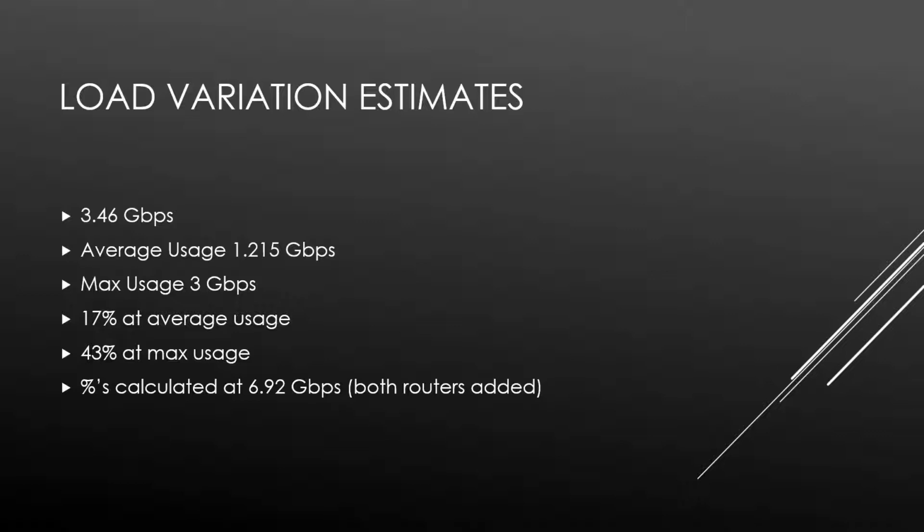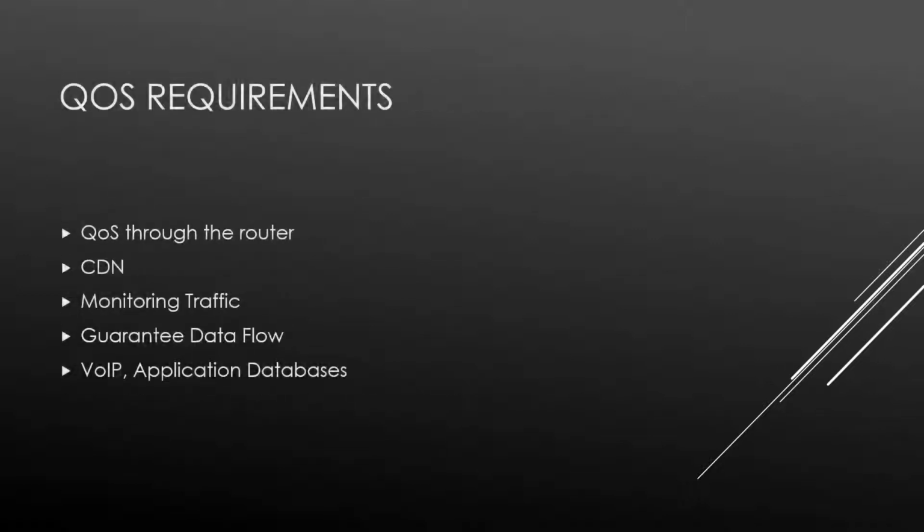The next thing we're going to be talking about is quality of service requirements. What quality of service does is smooth out your bandwidth distribution based on what you need it for. The main things we're going to be configuring for quality of service, so that you have a near flawless connection, are voice over IP and application databases. For most things like grading and emails, we want a guaranteed data flow so that you don't lose any of that, as that could impact student grades if it doesn't get through.